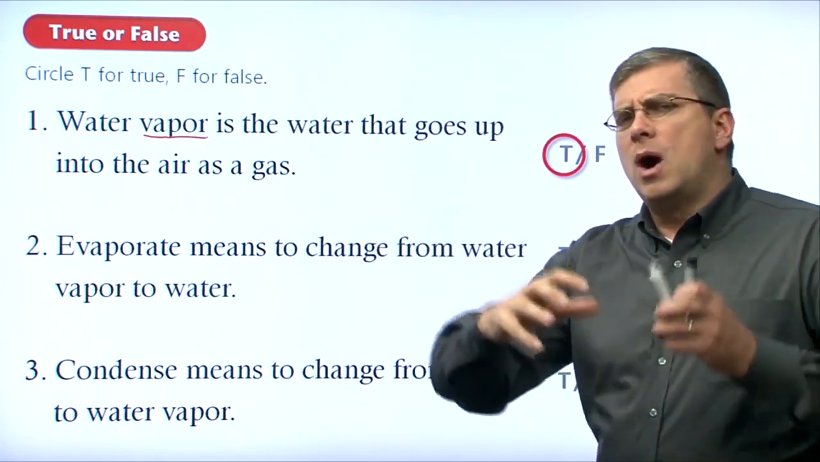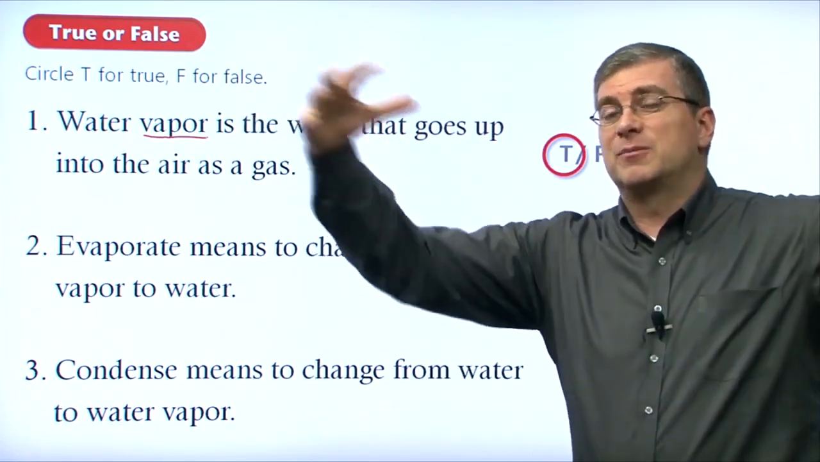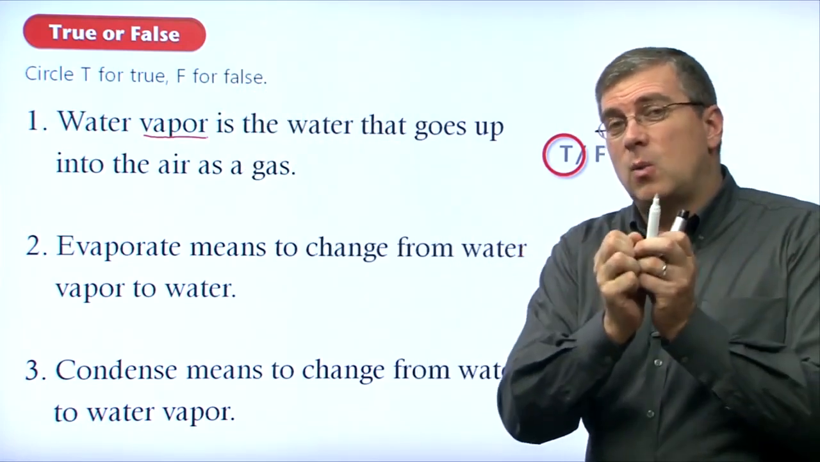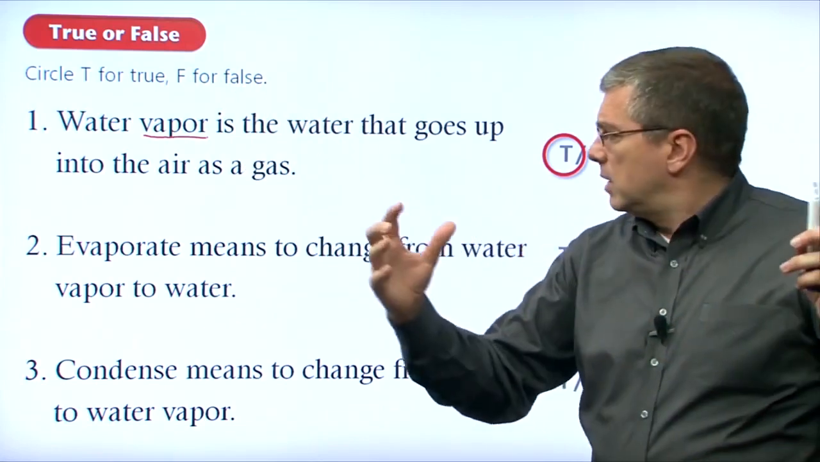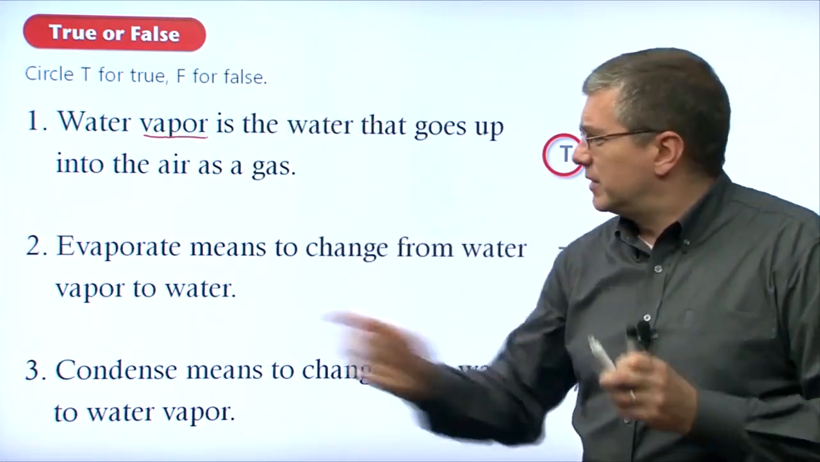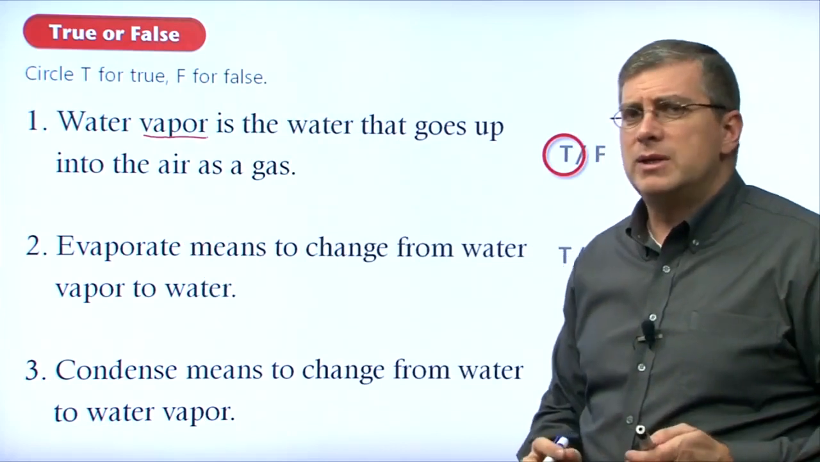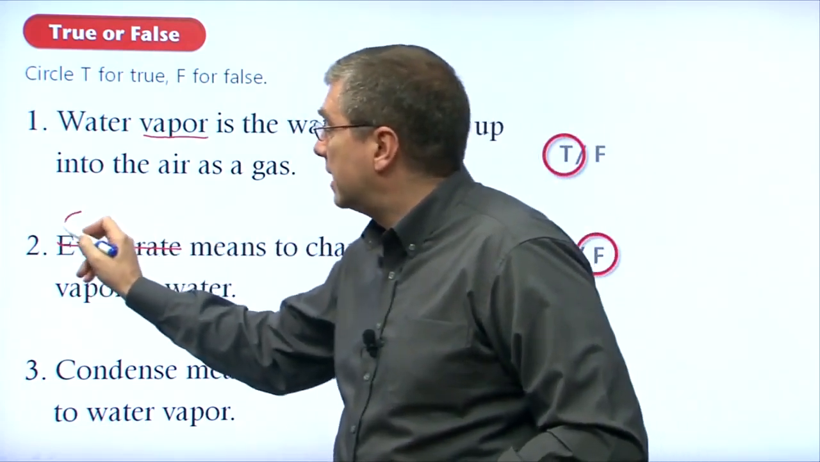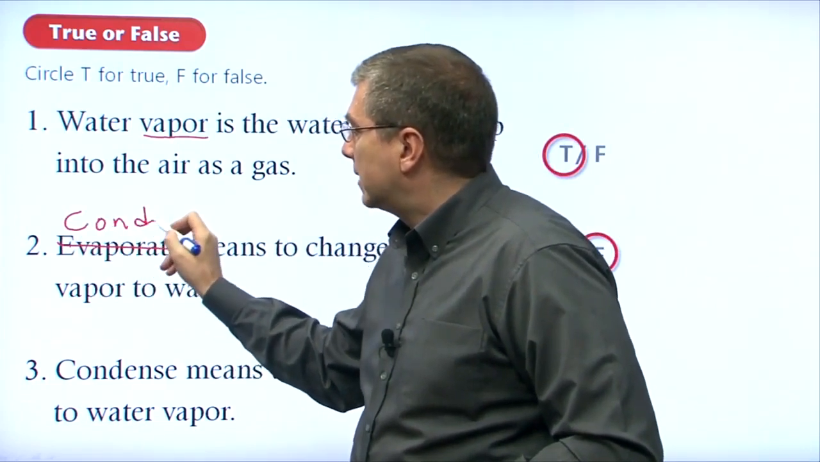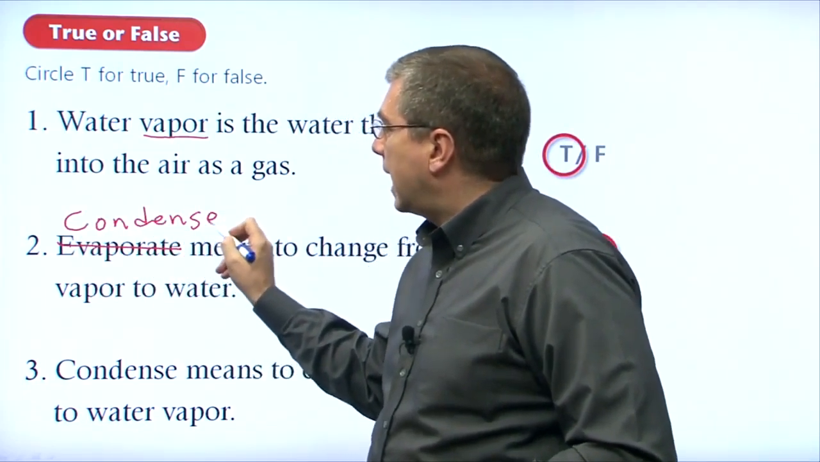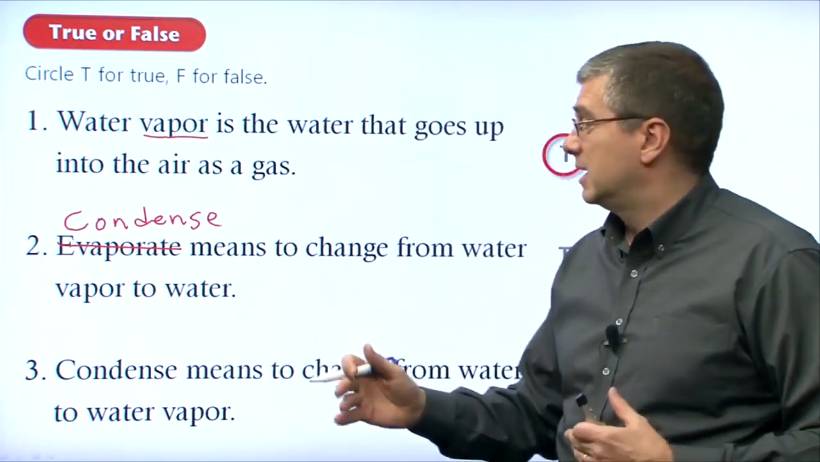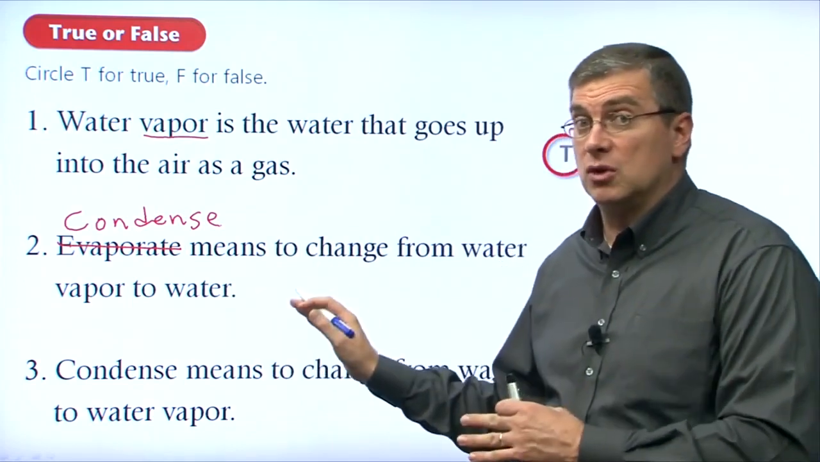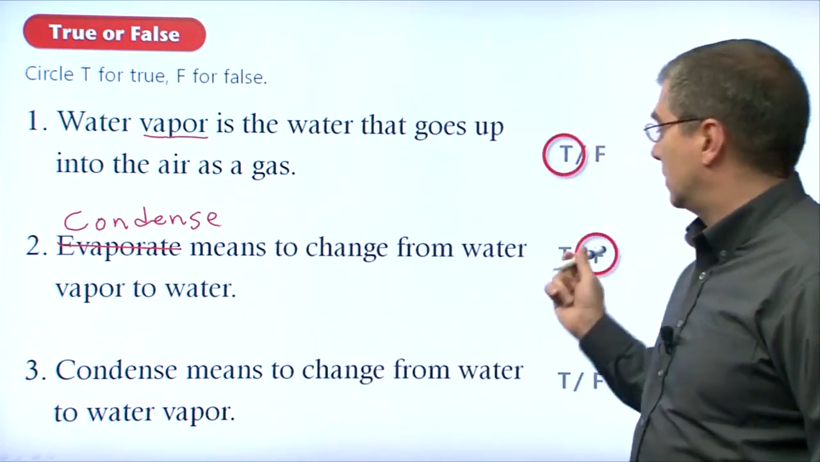Number two, evaporate means to change from water vapor to water. Well, think about that. Water vapor, the water is far apart. It's spreading out. That's water vapor. Liquid water is when the water comes together. So if it's coming together, do we say that it's evaporating? No, we don't. That's false, right? We have to change evaporate to condense. Remember, evaporate and condense are opposites. So condense means to change from water vapor to water. That would be true. But we have to change the sentence so it's false.